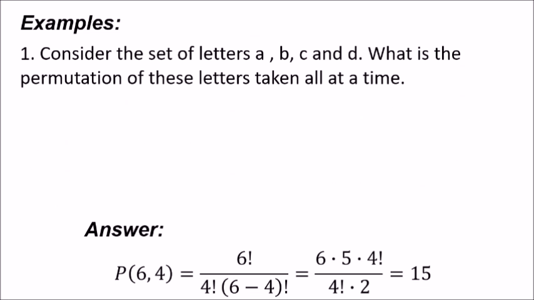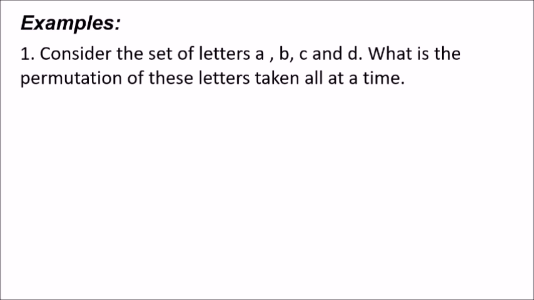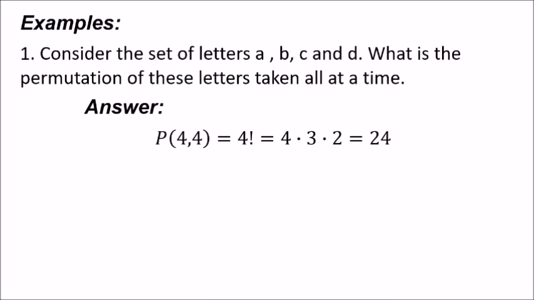We have your example. Number 1, consider the set of letters A, B, C, and D. What is the permutation of these letters taken all at a time? Ito yung example ng taken all at a time. So, ang solution lang dito ay n factorial. Our n here, because there are 4 objects, A, B, C, and D, n equals 4. So 4 factorial is just equal to 4 times 3 times 2 times 1, and that is 24.